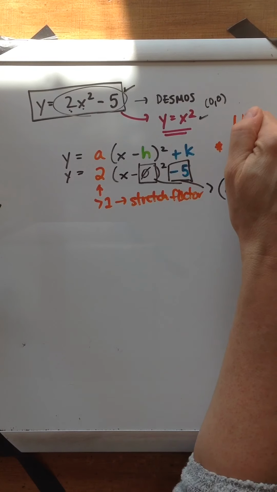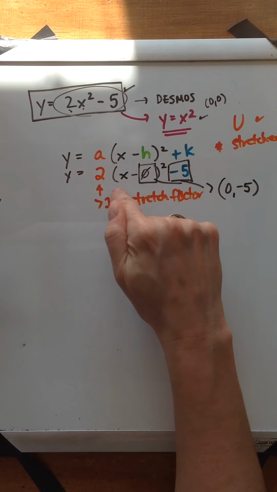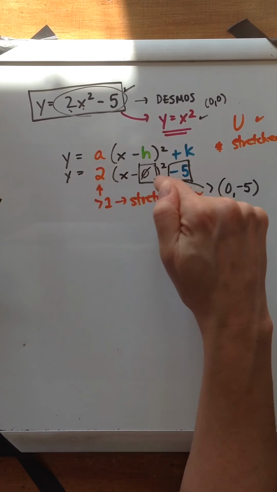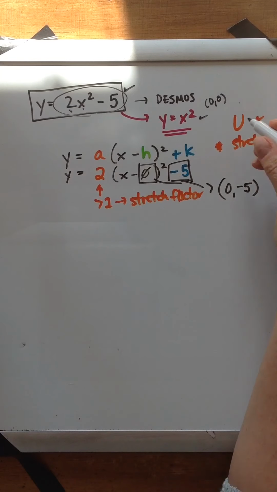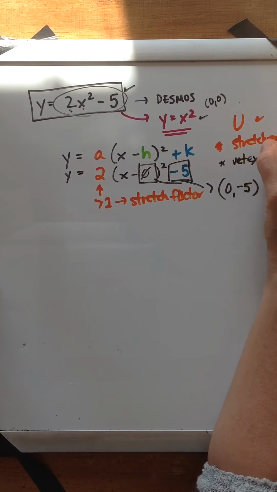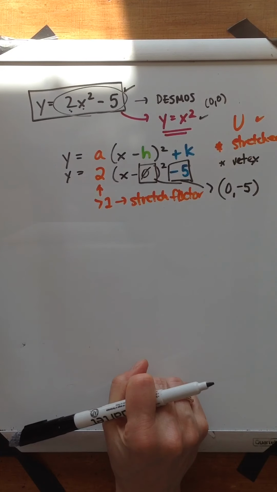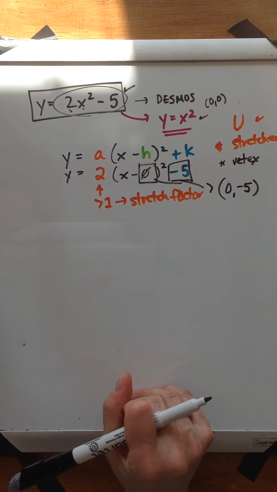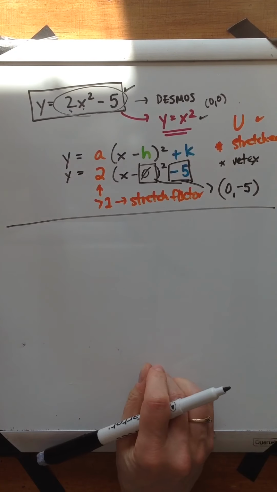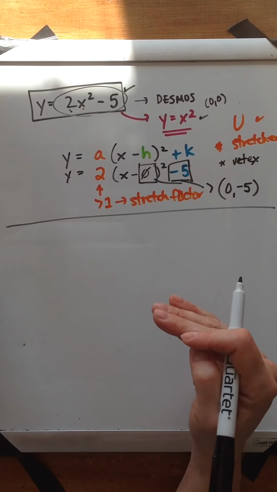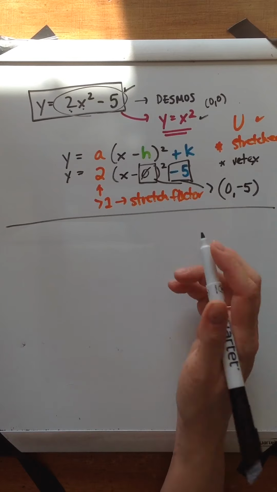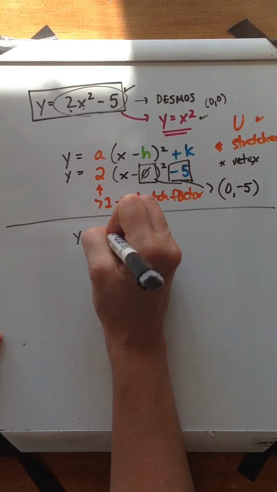So again, both are upward because of the signs of a. This one's stretched compared to this one. It has an a factor of 2. And another way that they're different is that their vertices are different. Okay, this one's 0, 0, this one's 0, -5. Bam. And that's how you compare and contrast them. Let's play this game one more time before I let you go and try it. In step 4, it says to make a prediction just like I did if you are given this equation.